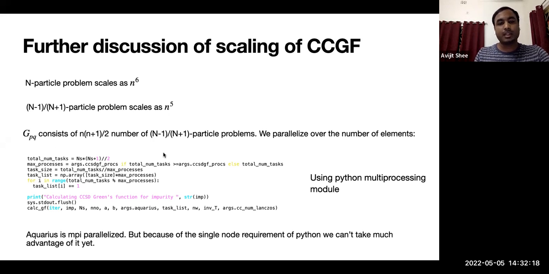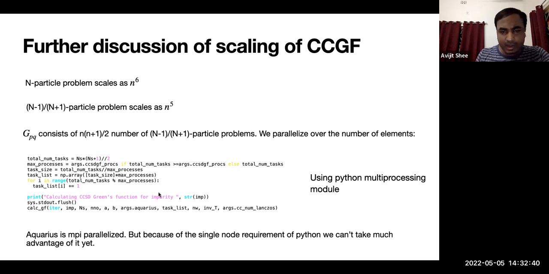So there, n squared by 2 of these n-1 and n+1 particle problems need to be solved. That effectively increases the cost to somewhat like n^7. But we can parallelize over this number of elements.